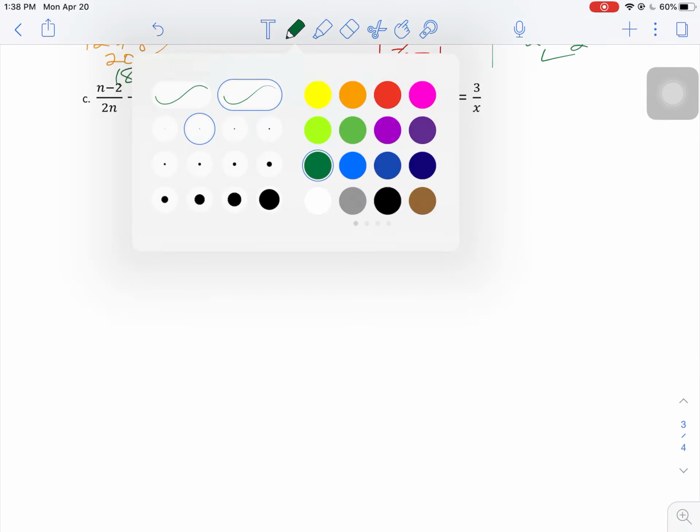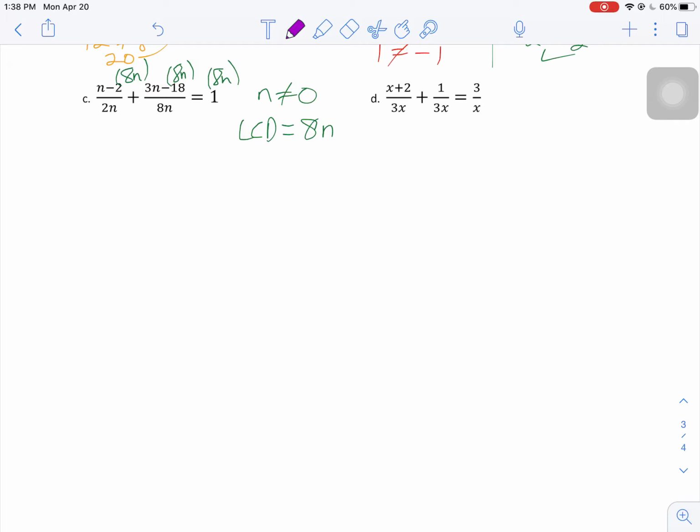So with that first fraction, when I go to divide, 8 divided by 2 is 4, and then n divided by n cancels out. So in that first fraction, I have a 4, and then don't forget to put the n minus 2 in parentheses. Next fraction over, 8n divided by itself cancels out completely, so we're just left with 3n minus 18. And then that last term, 1 times 8n is 8n. And then we should just solve like normal from here.